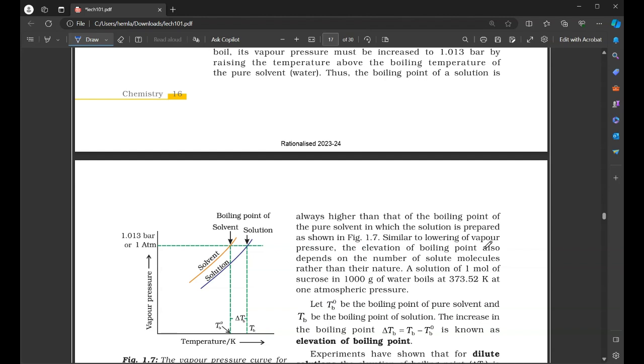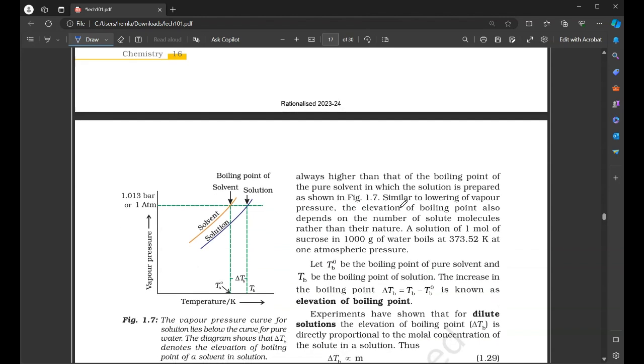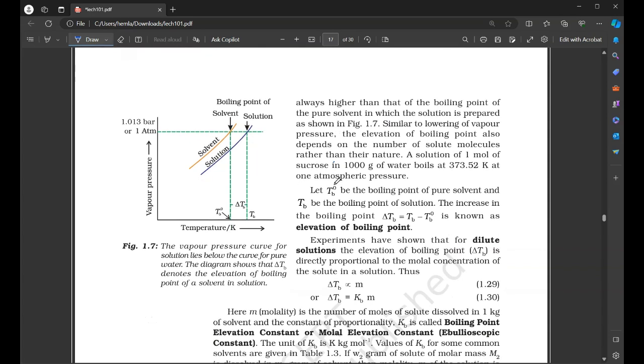Similar to lowering of vapor pressure, the elevation of boiling point also depends on the number of solute molecules rather than their nature. A solution of 1 mole of sucrose in 1000 gram of water boils at 373.52 Kelvin at 1 atmospheric pressure. Let Tb naught be the boiling point of the pure solvent, and Tb be the boiling point of the solution. Tb naught is of solvent and Tb is of solution. This increases the boiling point.